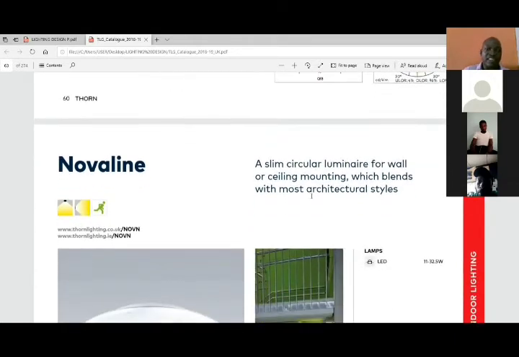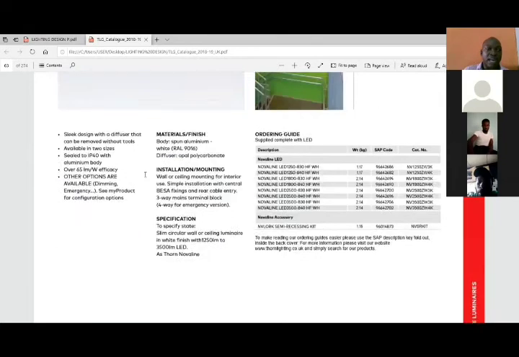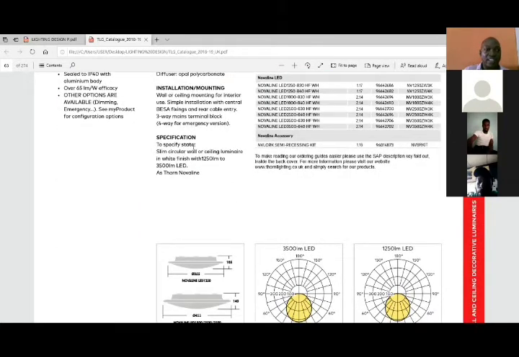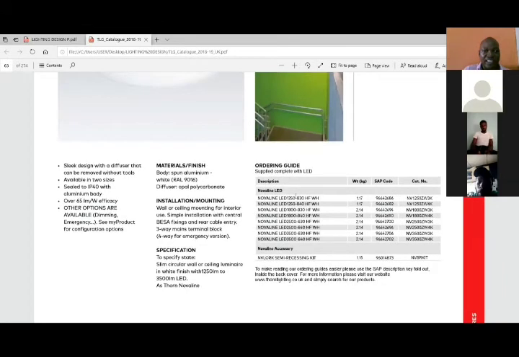The next type of fitting is called Noveline. Look at this. Go to the specification. You can see the specification. Under the specification, this one says that we can have ranges from 1,250 lumen up to 3,005 lumen. What do they mean by this? These are the ranges that we can have. We can have them to be this.